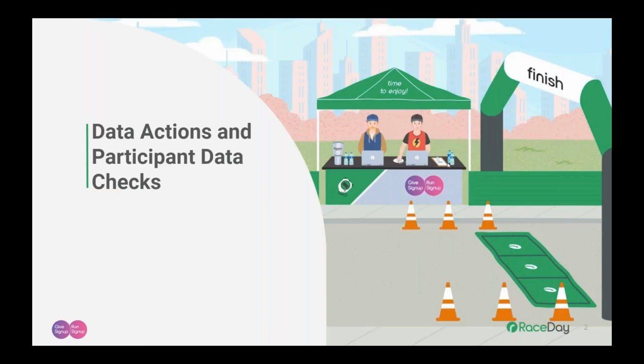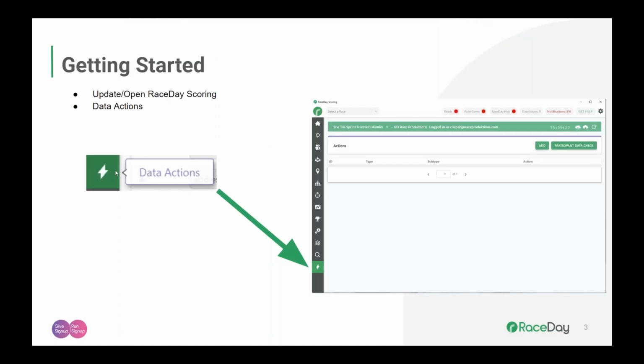So the first thing we're going to talk about is kind of a review. However, a number of people are starting to get into data actions and participant data checks. So I am going to spend a bit more time on this than any of the other topics, just because of the potential for things to go sideways. When we talk about participant actions and participant data checks, we're talking about this little lightning bolt down at the bottom.